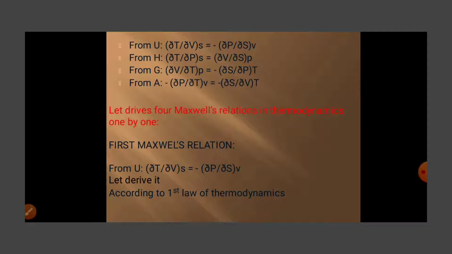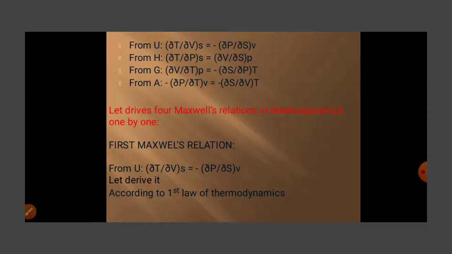So these are the four Maxwell relations. Let's derive the four Maxwell relations one by one. First of all, we will derive the first Maxwell relation. The first Maxwell relation is from U: ∂T/∂V at constant S equals minus ∂P/∂S at constant V. We have to derive how this Maxwell relation is made.